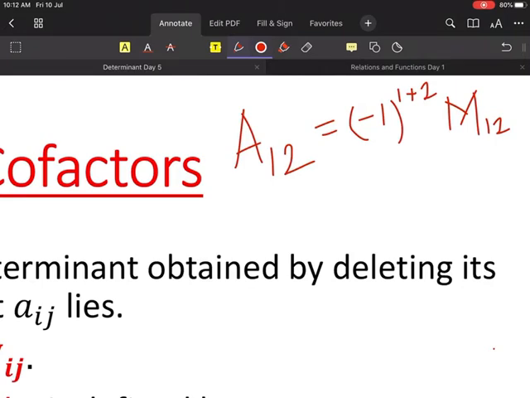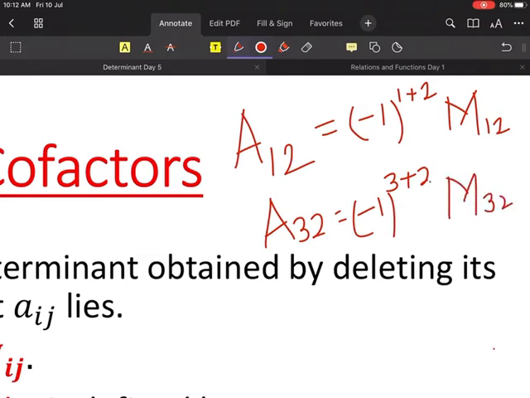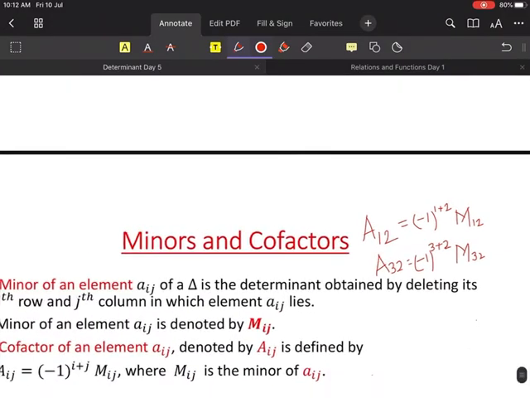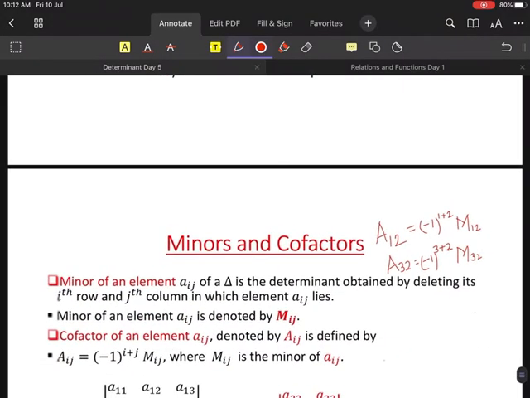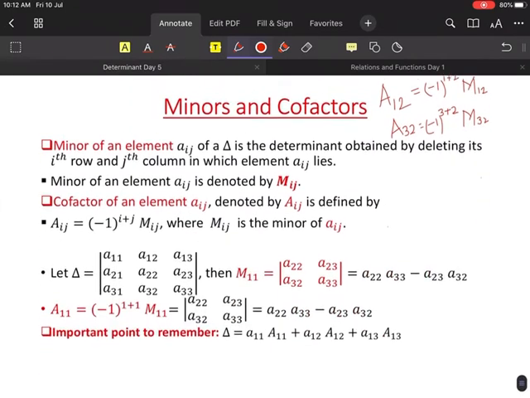So the cofactor of any element, small a12, will be given by capital A12 is equal to minus 1 to the power row plus column, into the minor of A12. Understood? Suppose I need to find A32. A32 will be minus 1 to the power 3 plus 2 multiplied by M32, and M32 is the minor. Understood? Clear? Yes or no?